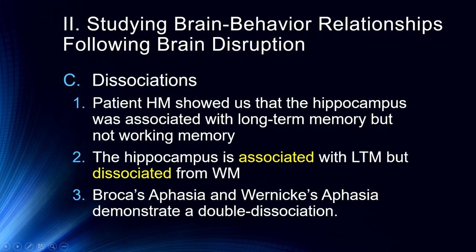Now, a double dissociation would be something like Broca's aphasia and Wernicke's aphasia. That is, in Broca's aphasia, we have a loss of the ability to form spoken words. In Wernicke's aphasia, we have an inability to understand spoken words. And we have individuals who have each of those different types of aphasia. And so we can double dissociate understanding spoken language from producing spoken language and the brain areas involved.